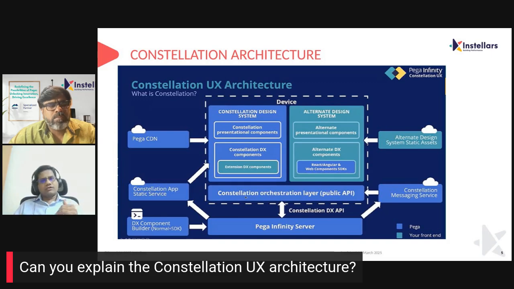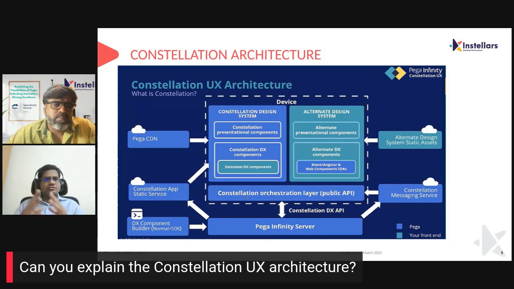Above that, you can see the Constellation orchestration layer. This layer is a kind of JavaScript engine that manages how the UI works, how the data flows, and how the application controls behavior in Pega. It acts as a bridge between the UI components and Pega, which ensures everything runs smoothly.